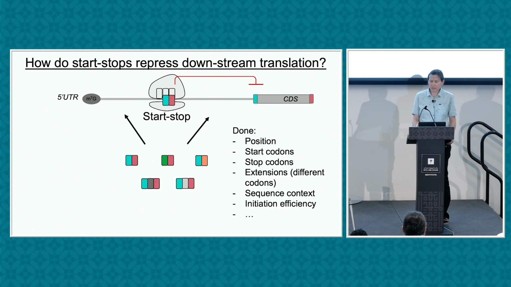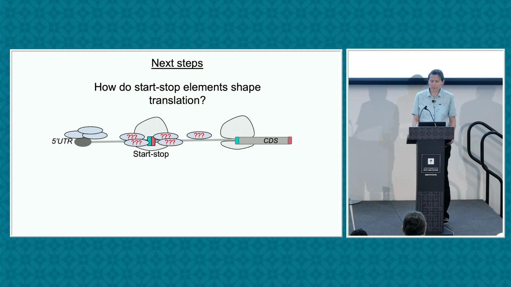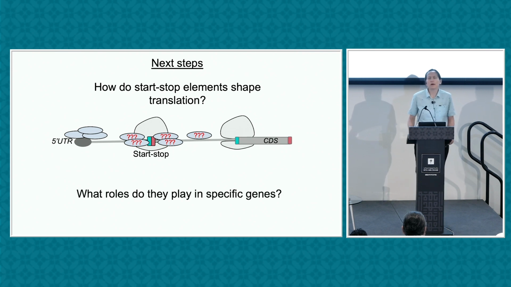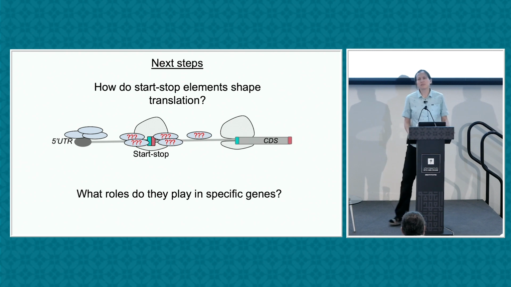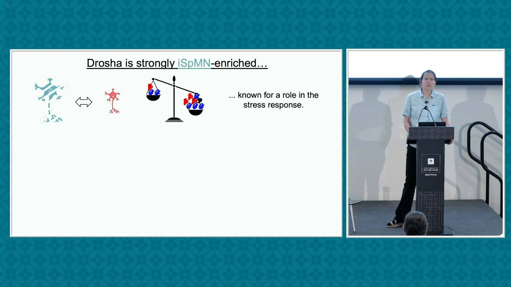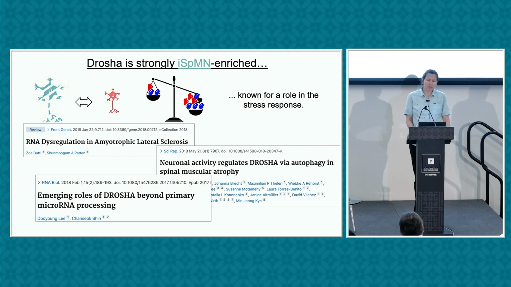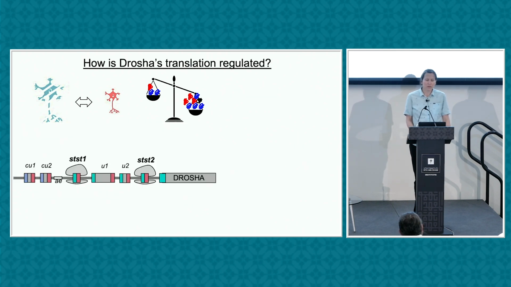I'm going to skip the mechanistic aspects that we looked at and jump briefly to specific genes that we're now looking at. So in addition to understanding how start-stops work, I would like to mention two genes that I got very excited about. One is DROSHA. I guess everybody has heard of DROSHA for its role in microRNA function. It's actually also linked to the stress response and, interestingly, to neurodegeneration. So we ask a very simple question: what function do the start-stops have in DROSHA?